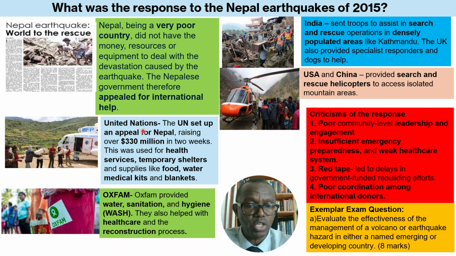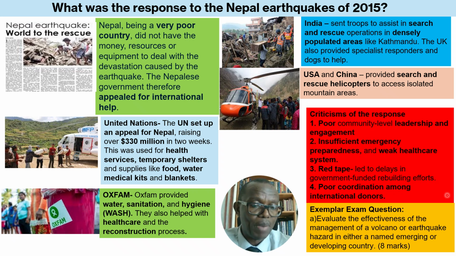And the first one here we are going to talk about is the United Nations. So the UN set up an appeal for Nepal, and they raised over $330 million in 2 weeks. So this was used for health services, temporary shelters, and supplies like food, water, medical kits, and blankets. Okay, then the next organization here that stepped in to help was Oxfam, and Oxfam provided water, sanitation, and hygiene. So WASH, which is water, sanitation, and hygiene, and they also helped with healthcare and the reconstruction process.